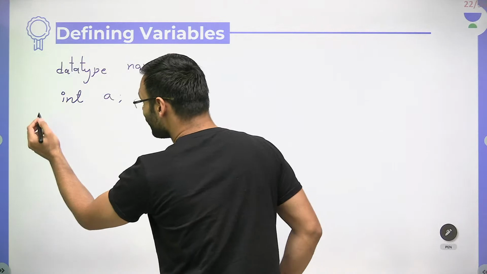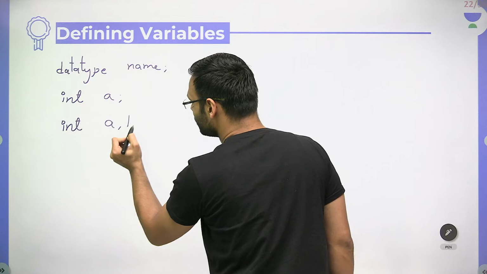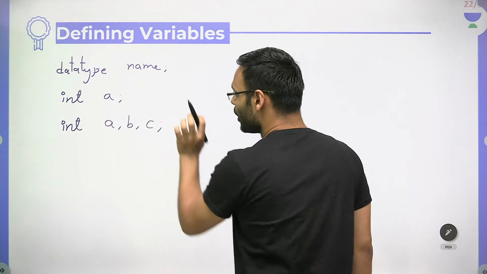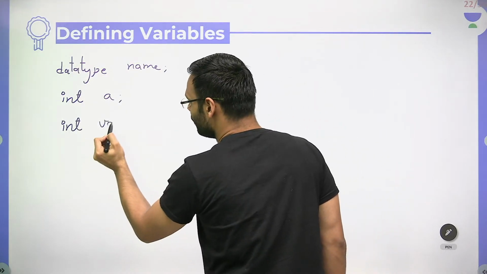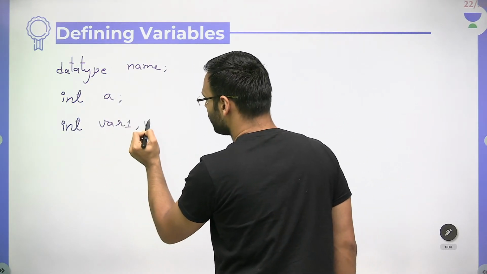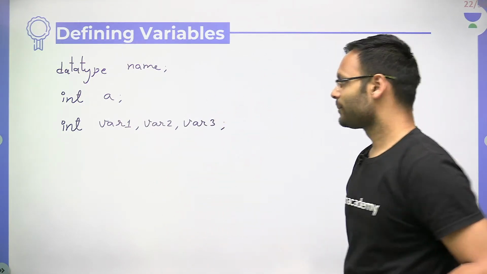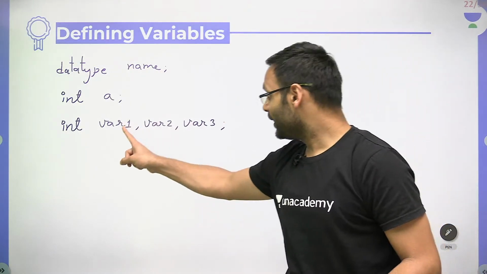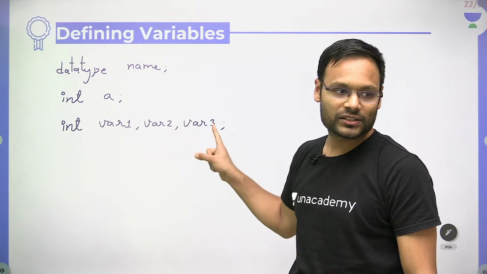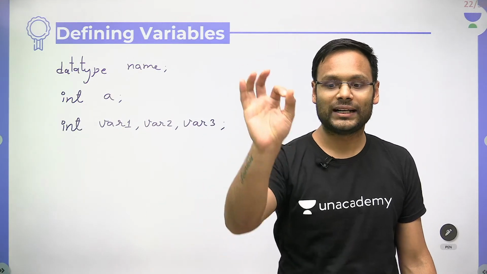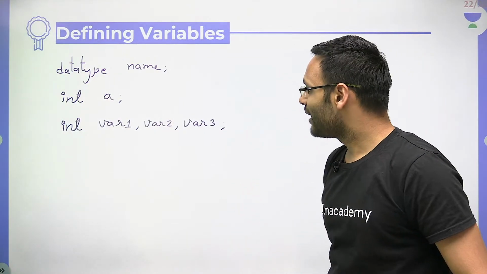If I want to have more variables, I can define more variables of a similar type separated by commas. Variable number 1, comma, variable number 2, comma, variable number 3, and semicolon. So we'll have 3 integer variables. The first name is var1, next is var2, next is var3. All 3 can store one integer value.